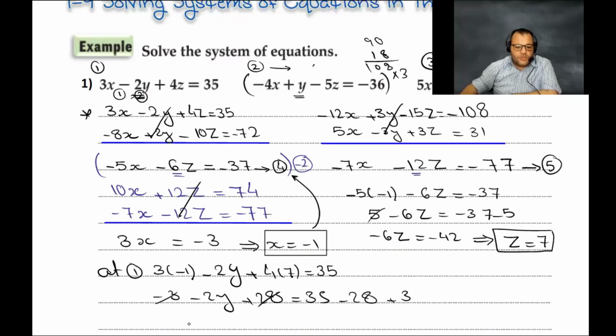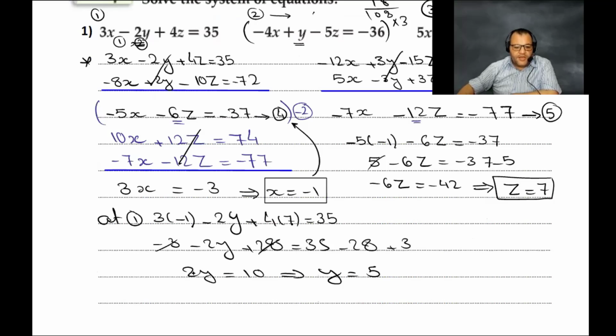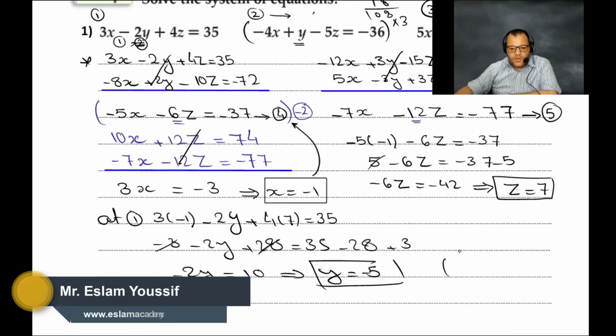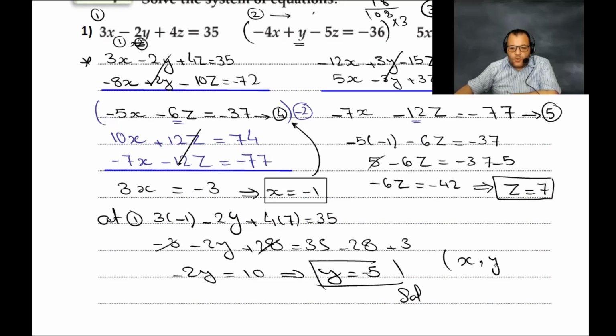It means negative 2y equals 10, so y equals negative 5. So the solution now: x is equal to negative 1. The solution must be written as x, y, and z, the ordered triple. So it will be negative 1, negative 5, and 7.